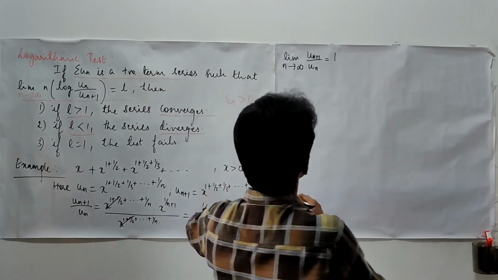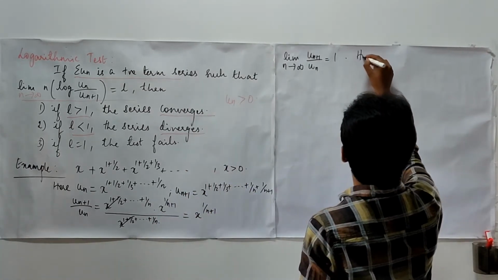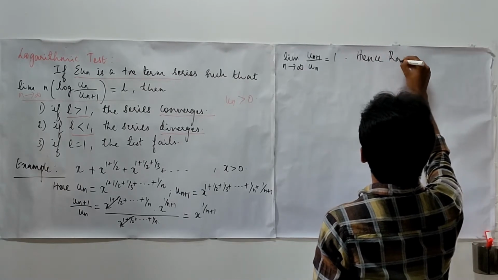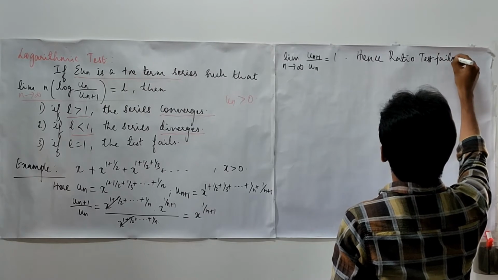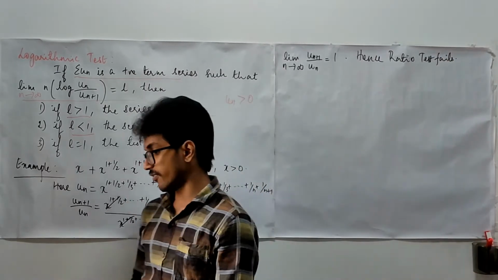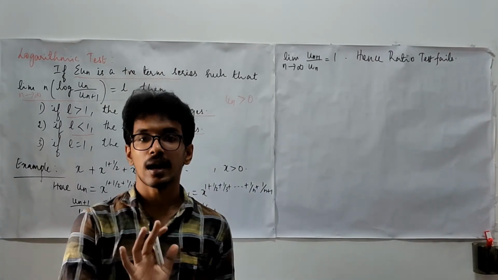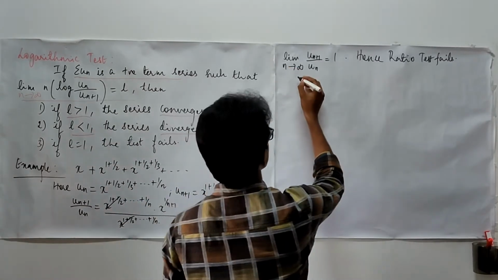Here, since this is happening, we conclude that the ratio test fails. Once the ratio test fails, then we will try Raabe's test. For which, what should we do?